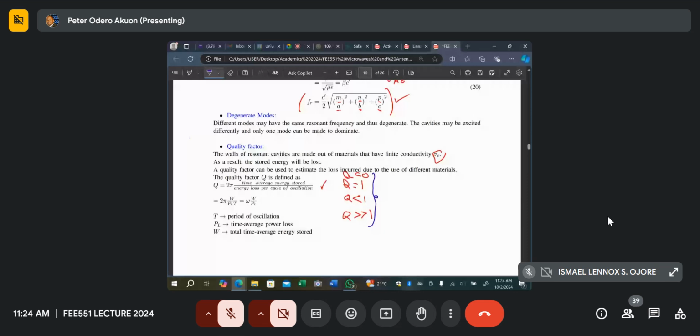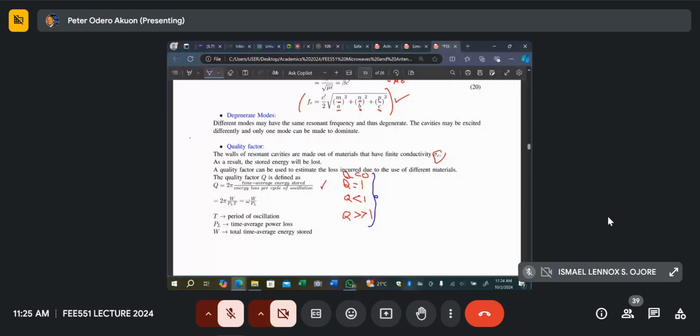If it is equal to 1, it means the energy that is stored is equal to the average energy loss. If it is less than 1, it means the loss is more than the storage. And if it is much more than 1, then it means it is almost perfect. So that is the scenario that is desired: our quality factor should be much more than 1. So Q is 2 pi times the energy that is stored over the energy loss per cycle of oscillation.